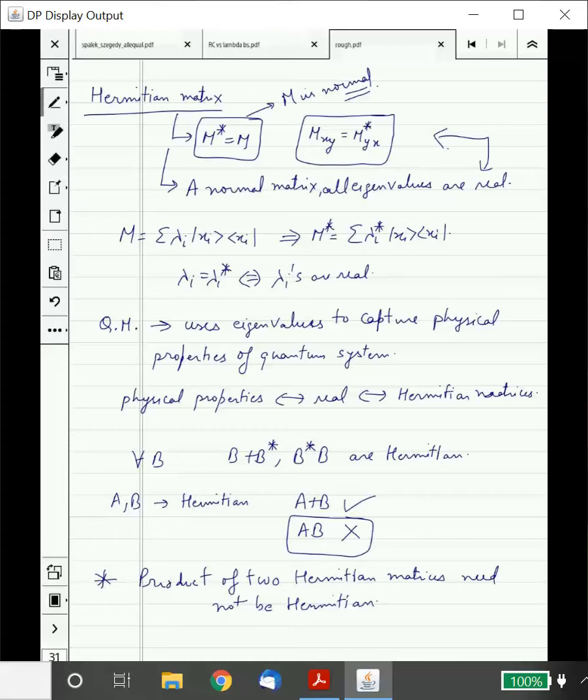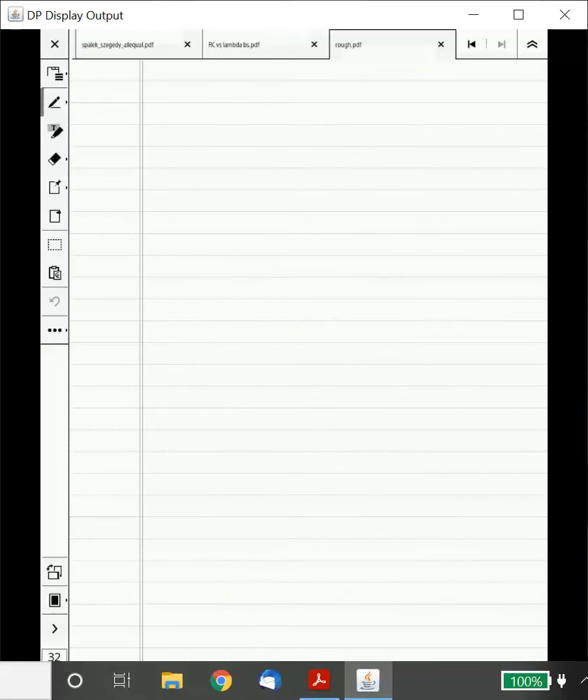Going to the second subclass, these are called unitary matrices. Again, you might have seen them before. These are analogous to orthogonal matrices in the real world. The definition is that M star M is equal to M M star is equal to identity. It is quite clear from here that unitary matrices are normal.